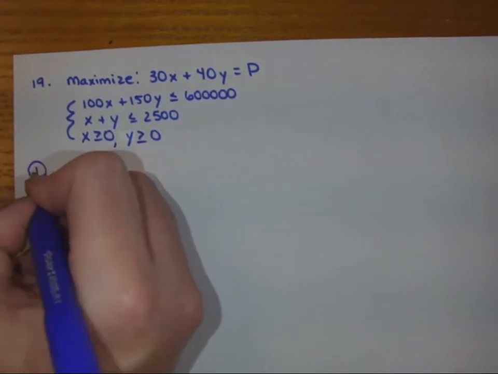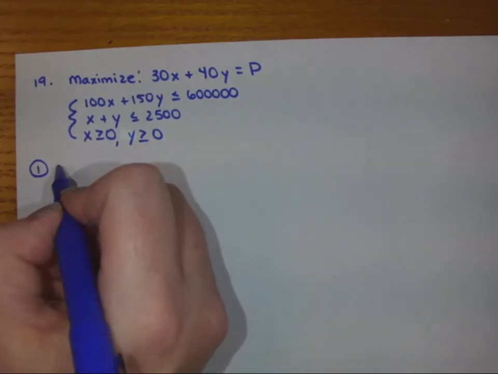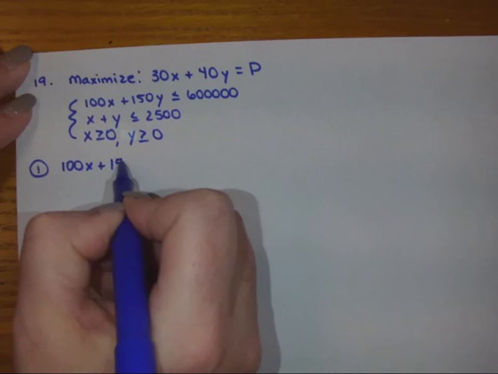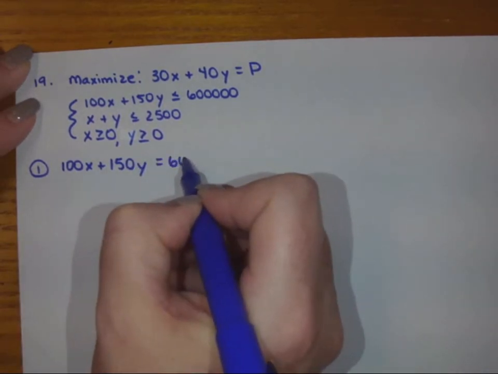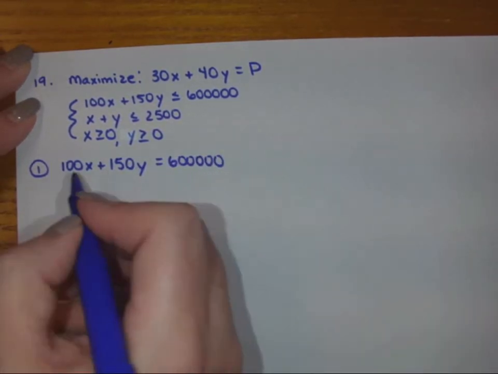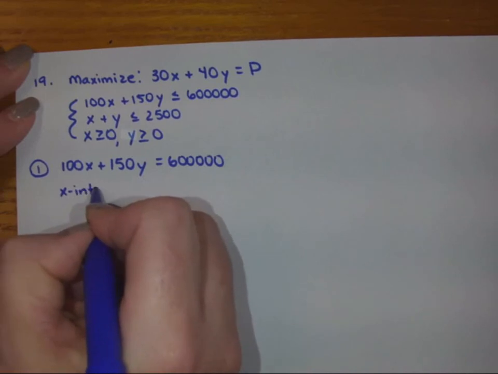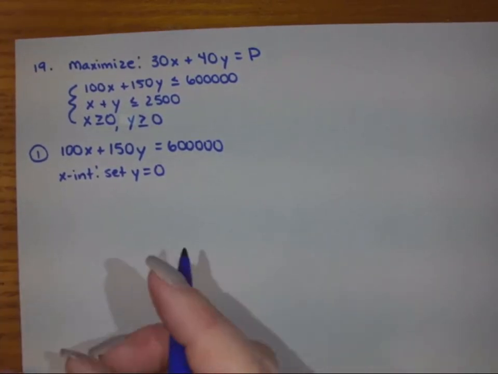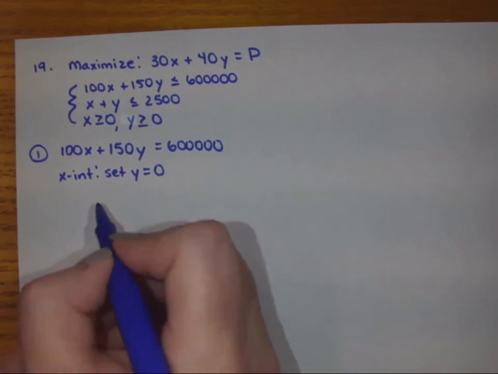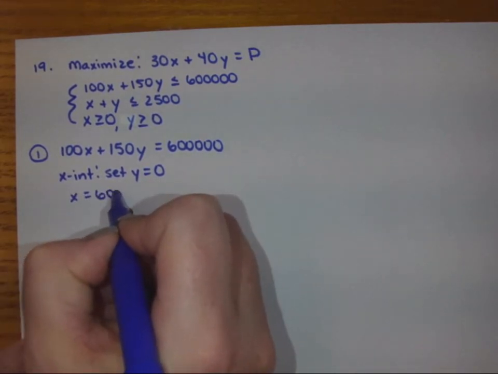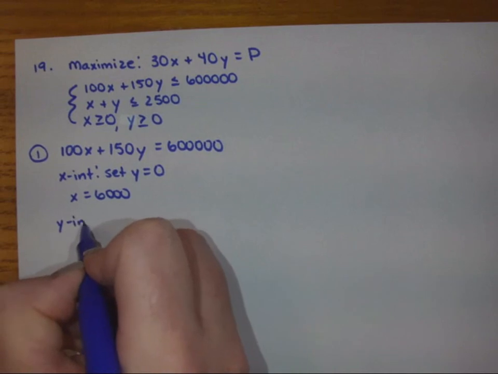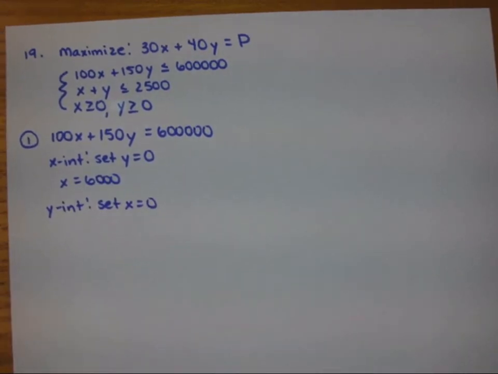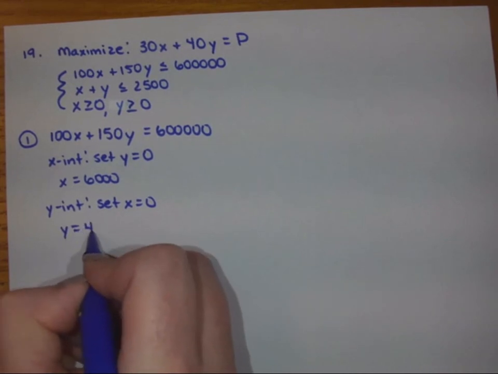So for equation number 1, because these numbers are so big, we're going to use the intercept method. So here we've got 100x plus 150y equals 600,000. So we'll find the x-intercept, as always, by setting y equal to 0. So if you set y equal to 0, you're going to get x equals 6,000. So I'm not going to show every little step here, but I think you can fill it in. For the y-intercept, you would set x equal to 0. And if you do that, you'll get y equals 4,000.